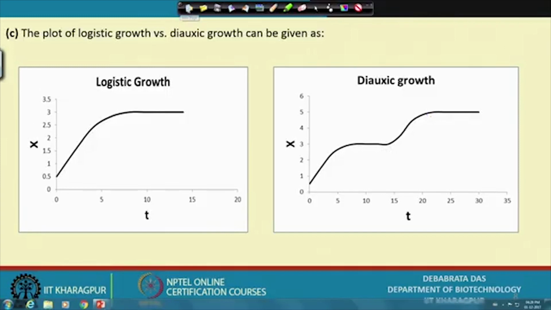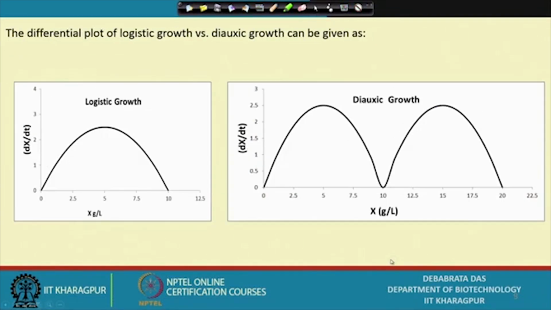Now, if we write this diauxic growth in the case of dx/dt versus x, we will get a plot like this. So this will be the nature of the plot. In the logistic equation we have one kind of plot, and in diauxic growth we have this kind of plot.